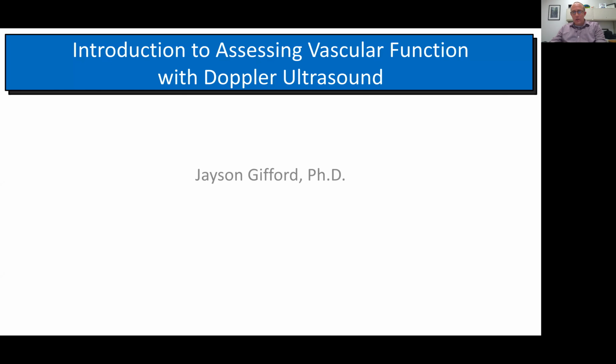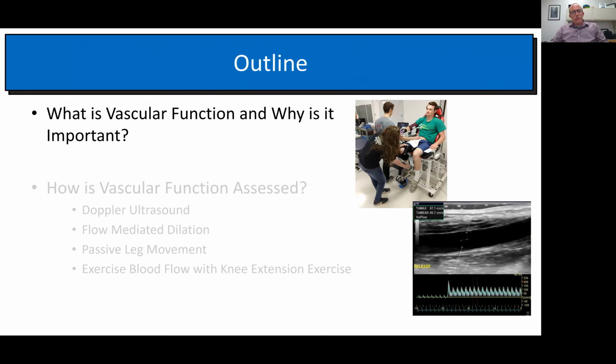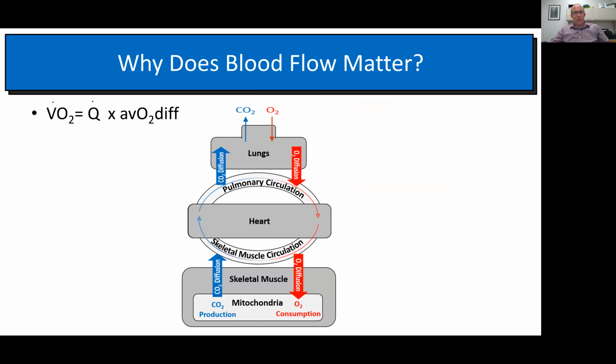All right, so first we'll start off with what is vascular function and why is it important? And later on, we'll talk about how it's assessed. We'll look at just general concepts with Doppler ultrasound and look at 2 or 3 major ways that we do in the lab to assess vascular function: flow-mediated dilation, passive leg movement, and exercise blood flow during knee extension exercise.